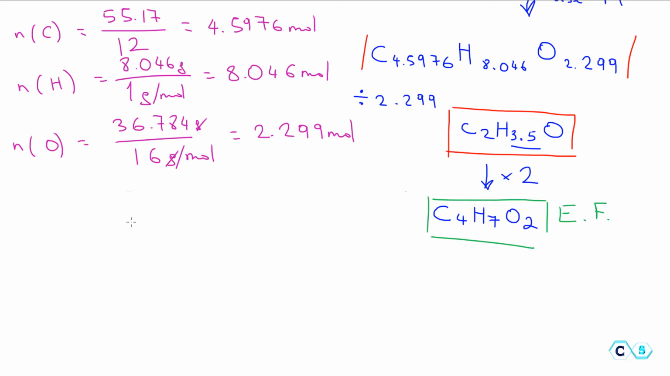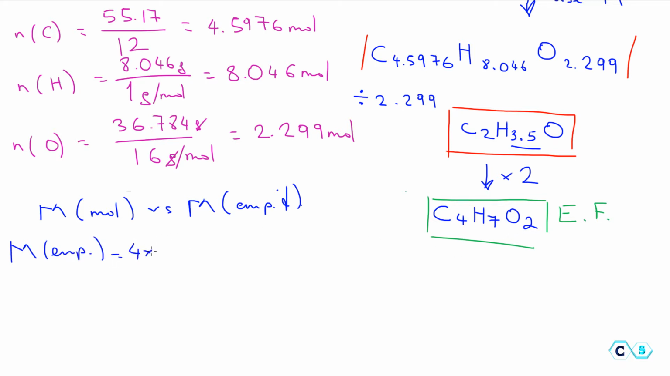And so now we need to determine the molecular formula. Let's see how they compare. So I want to compare the molar mass of the molecular formula and the molar mass of the empirical formula. In order to do this, we need to first find the molar mass of the empirical formula. So M of the empirical will be from here.